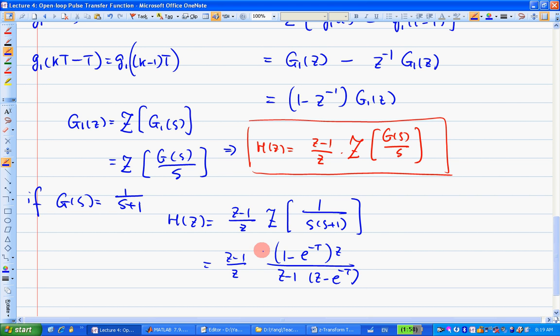So it just happened that we can cancel something in here. Cancel this, and we can cancel this, right? And we're left with this one here. So that's the pulse transfer function.